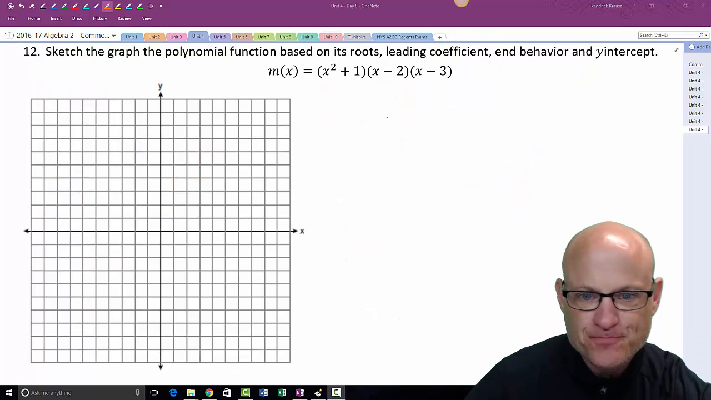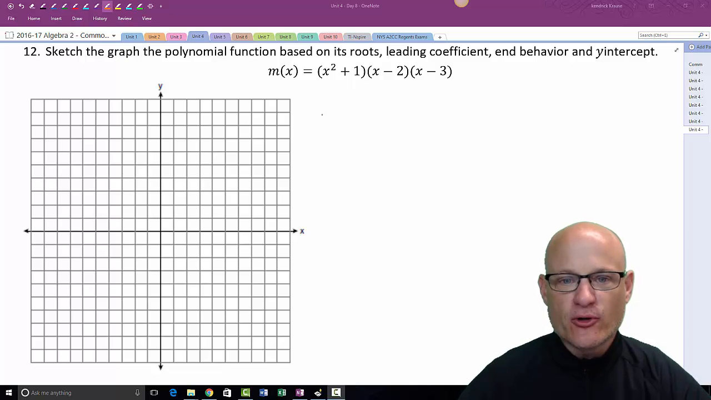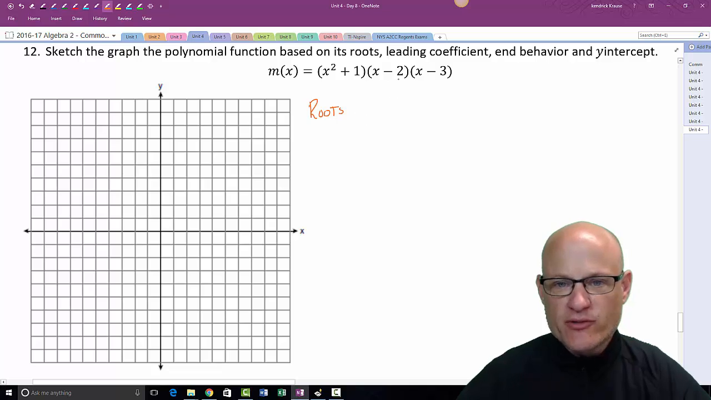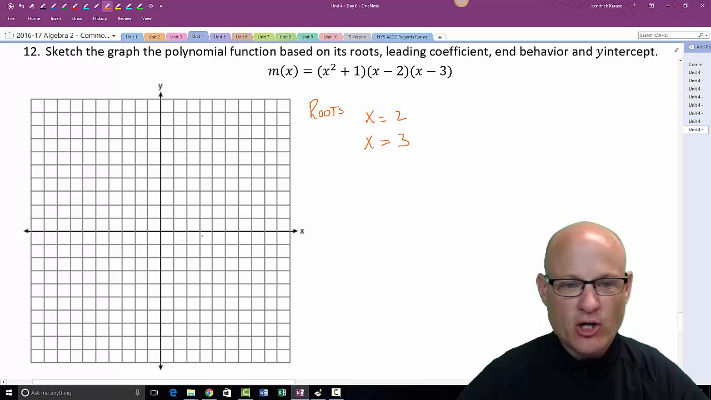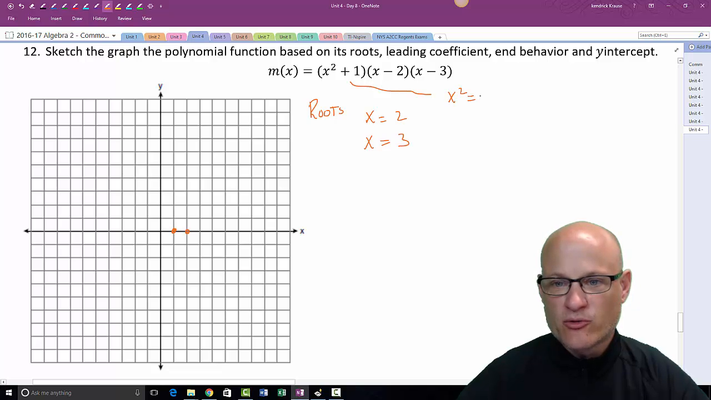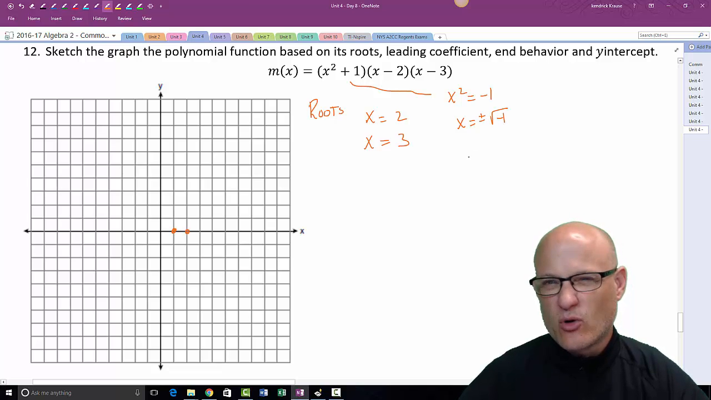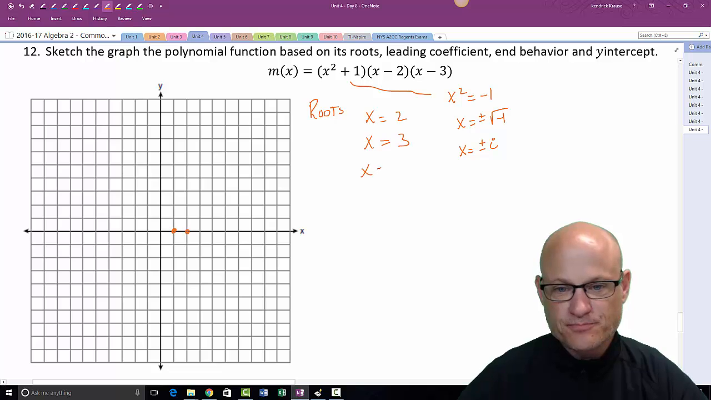All right, let's find our roots first. Let's talk about our roots. The easy ones are x equals 2 and x equals 3. So I know I'm going through 2. I know I'm going through 3. This one's not so easy. This one's going to give me x squared equals negative 1, or x equals plus or minus the square root of negative 1. And the square root of negative 1 is just i. So x is equal to plus or minus i. So those are my other roots.